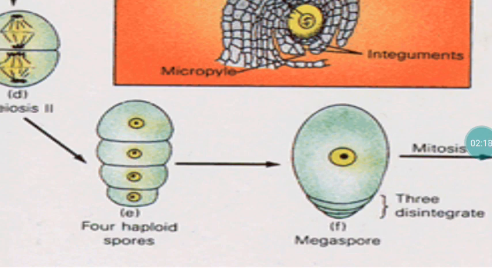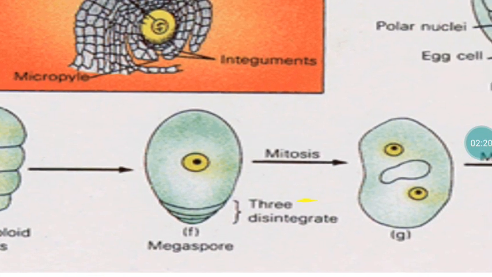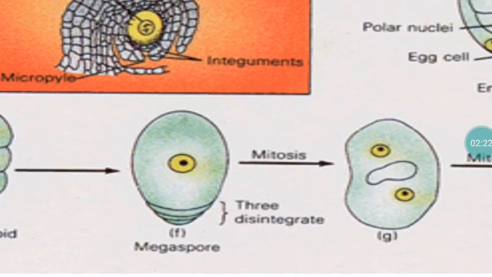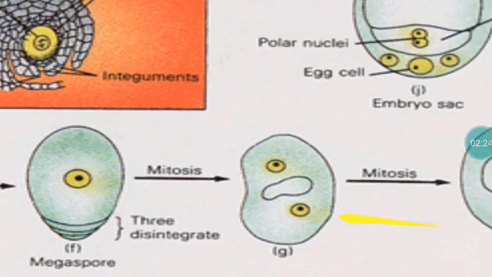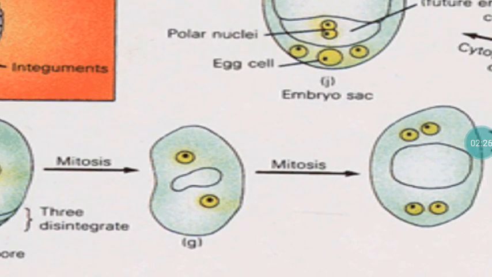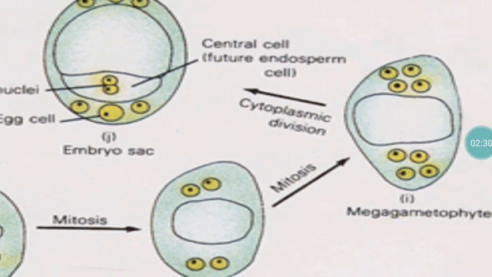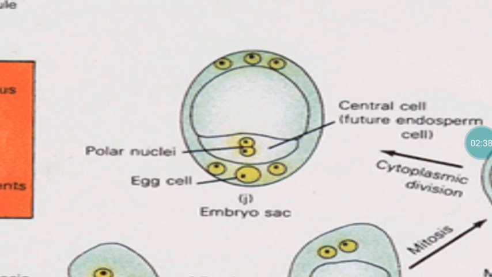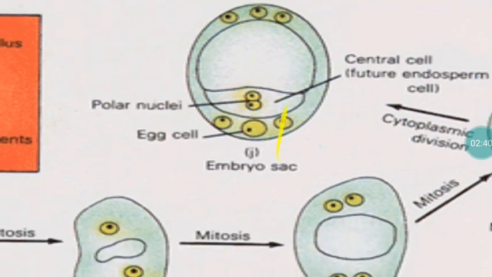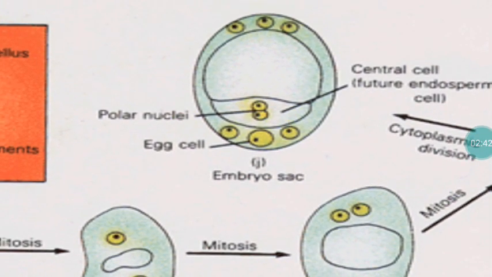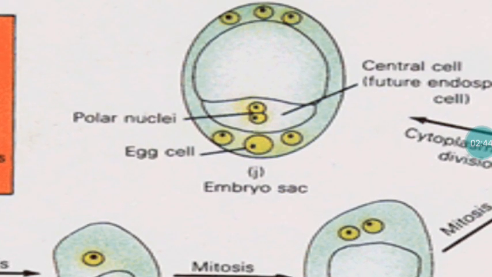The surviving cell will undergo mitosis, that is multiplication, to attain a two cell stage. Then a further round of cell division forms a four cell stage, and then an eight cell stage is reached. After that, cytoplasmic division occurs, which leads to the formation of the mature embryo sac. So this is a mature embryo sac, and it consists of eight nuclei.